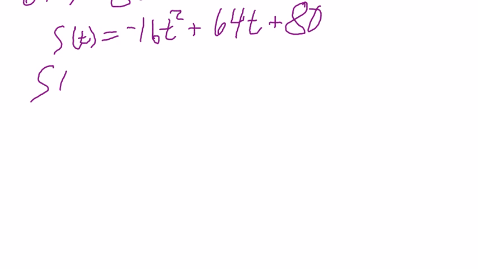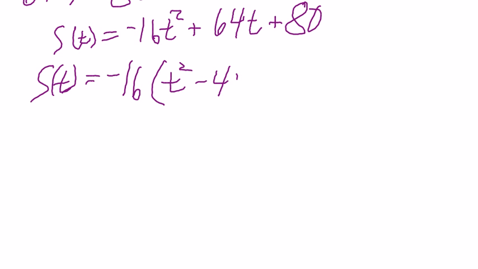In order to do that, recall back to our factoring unit. Factor out negative 16 from your t squared term and your t term. So pull out that negative 16. What are you left with? You're left with t squared, and then 64 divided by negative 16 is going to be negative 4t. And I don't actually have to do anything with that 80. I can just leave it there because I'm going to have to add or subtract when I complete the square anyways. So now I want to look inside there and complete the square on t squared minus 4t.